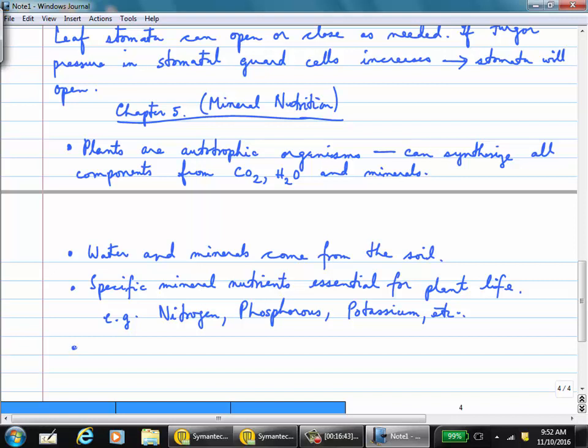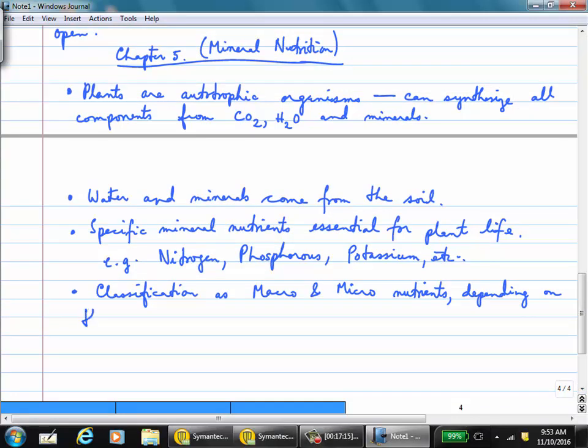Now the nutrients that a plant needs are usually classified as either macronutrients or micronutrients, depending on how much is needed. So classification as macro and micro nutrients depending on the relative amounts found in plant tissues.